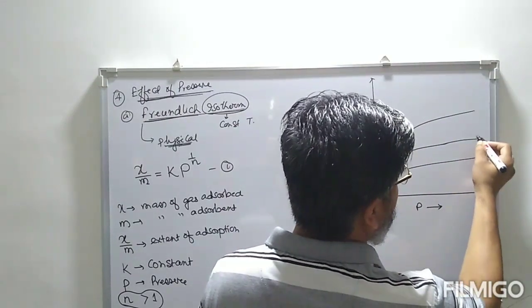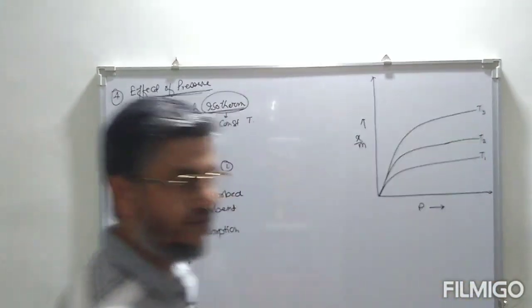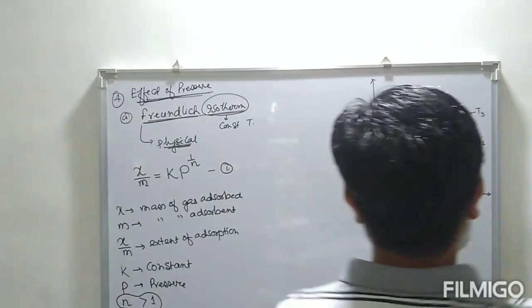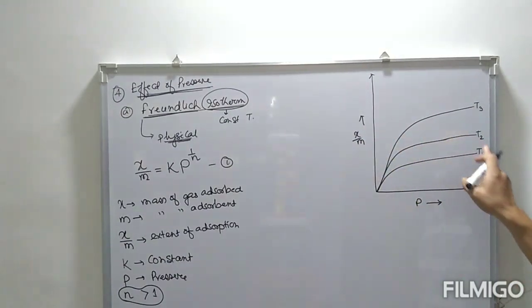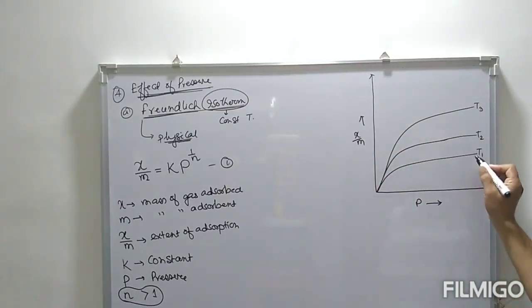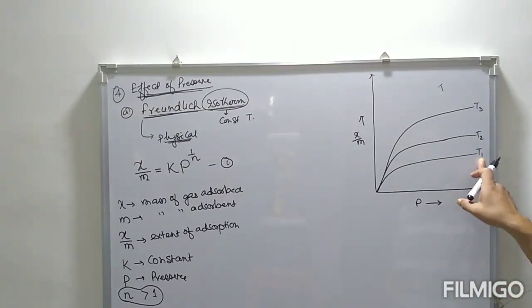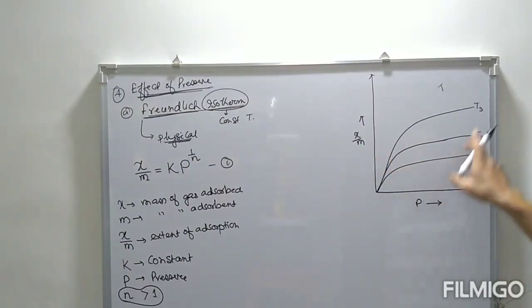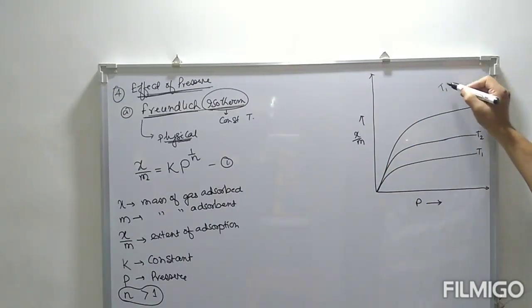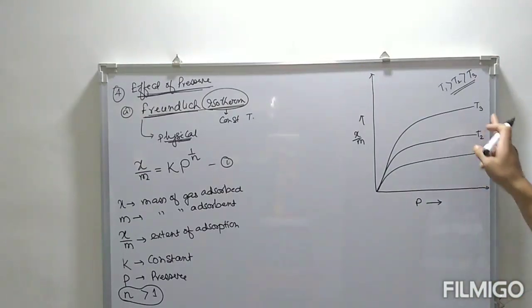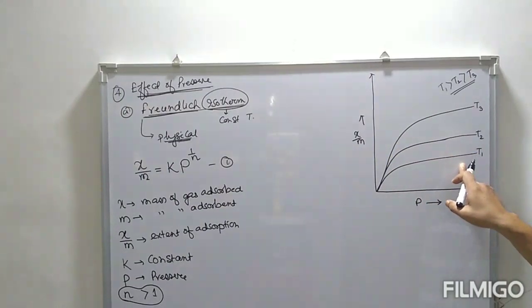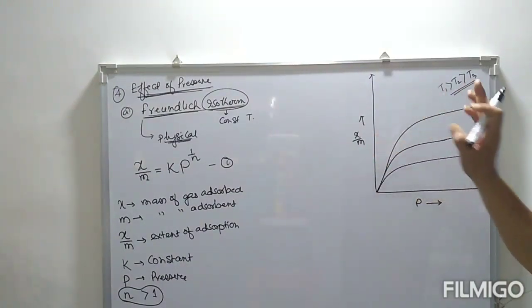So look at this, suppose this is temperature T1, this is temperature T2, this is temperature T3. At temperature T1, x by m is less, at T2, x by m is slightly more than at T1. So moving from T1 to T2, temperature decreases. At high temperature, adsorption is less, at low temperature, adsorption is more. So T1 is greater than T2, greater than T3. So for the same gas adsorbed on a given adsorbent surface at a given pressure, on increasing temperature, extent of adsorption decreases, or on decreasing temperature, extent of adsorption increases.